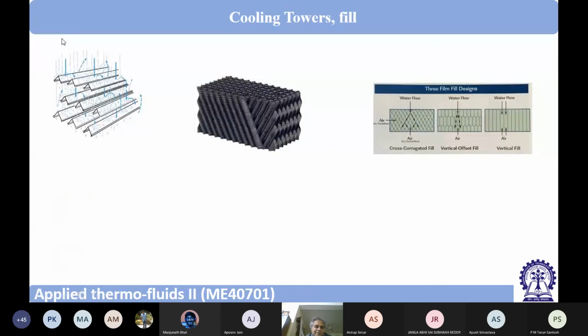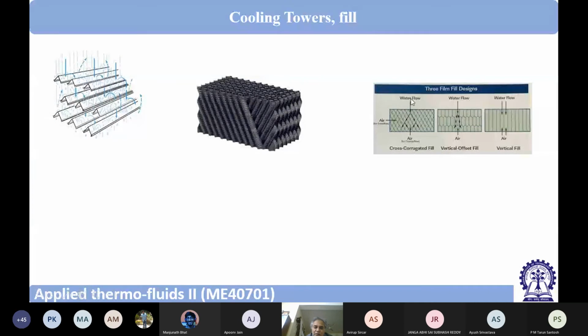These are fills. So 2 types of fills are there. This is called a splash type fill. There are obstacles. So water, just like rain, is coming and falling on one of these obstacles. It is breaking into smaller droplets. Again, it is falling on another obstacle and breaking into droplets like this. Or there could be a film type fill. A zigzag path is provided through which air and water will come.